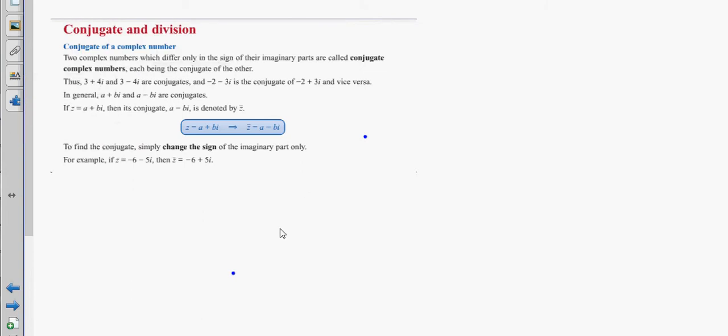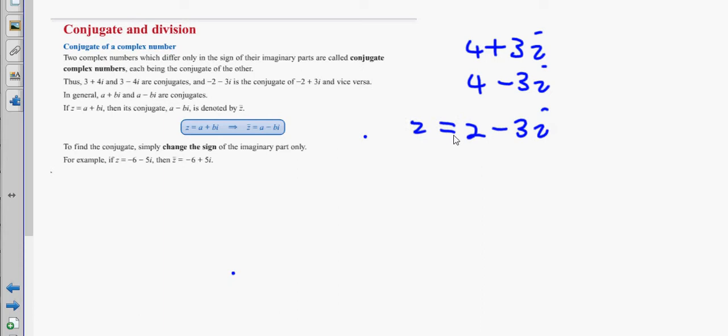Okay, so the conjugate of a complex number. Two complex numbers which differ only in the sign of the imaginary parts are called conjugates. So for example, if 4 plus 3i is the number, then 4 minus 3i is the conjugate. Likewise, if 2 minus 3i is the number, then the conjugate, which is denoted by a bar above it, would be 2 plus 3i.